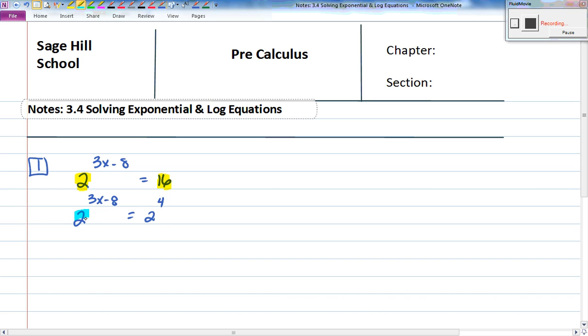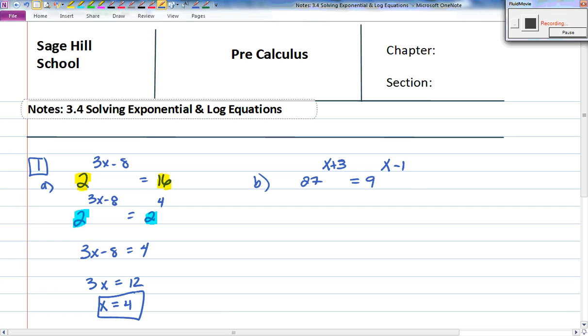This is good news for us because if our bases are the same, what does it tell us about the exponents? They equal each other. Nice job. So that must mean that 3x minus 8 is equal to 4. So that means that 3x is equal to 12. So x must be 4.